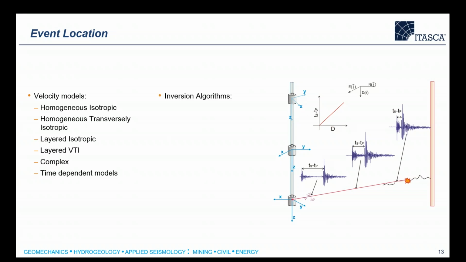So how is this comparison done? That's why it's called the inversion algorithm. Once we have the theoretical behavior and the observations, there are different algorithms to search for the best fit position. With homogeneous media, we have these two tools. They only work in this media: Geiger, only for isotropic, or simplex for isotropic and VTI. Simplex is a search method, and Geiger is basically the solution of the travel time equations.